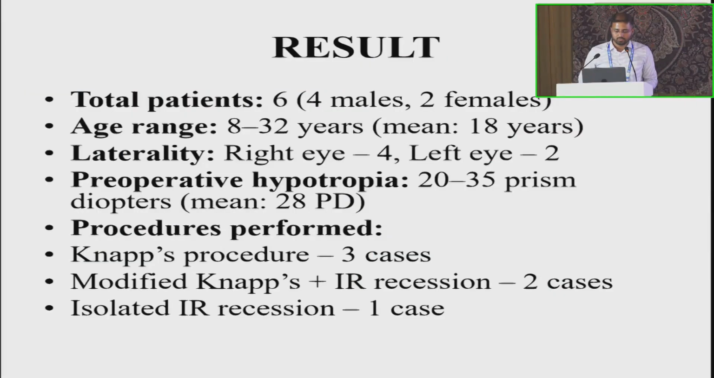So the result: in total 6 patients, 4 are males and 2 are females. Age range I included was between 8 to 32 years. Right eye was 4 and left was 2. Pre-operative hypertropia was 20 to 35 prism diopters. A mean of 28 prism diopters was noted. The procedures performed were the NAPS procedure in 3 cases. Modified NAPS with inferior rectus recession was performed in 2 cases, and isolated inferior rectus recession was done in 1 case.